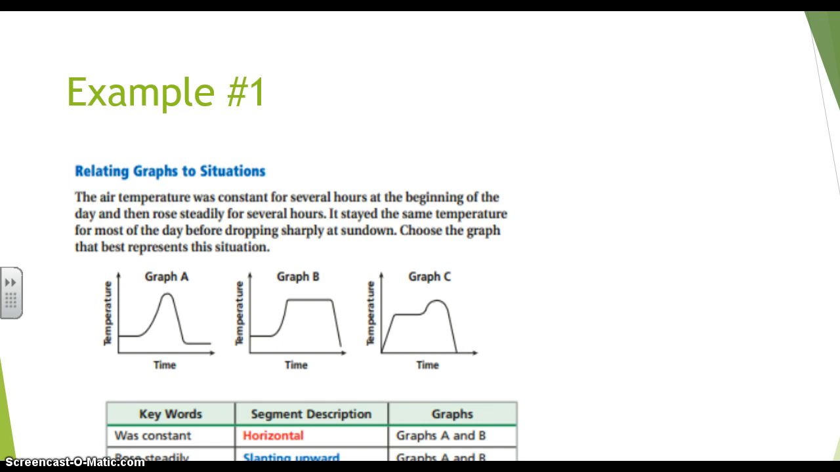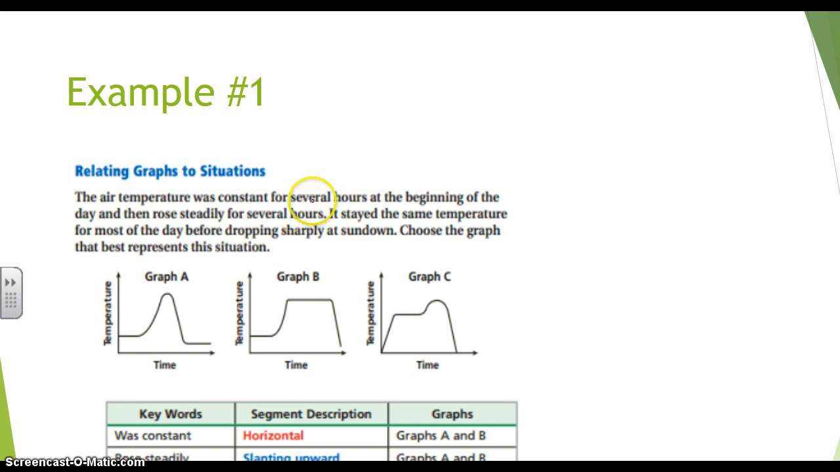Here we have an example working with graphs. It says relating graphs to situations. So this example is a problem we're going to solve. It says the air temperature was constant for several hours at the beginning of the day, then rose steadily for several hours. It stayed the same temperature for most of the day before dropping sharply at sundown. Choose the graph that best represents the situation.